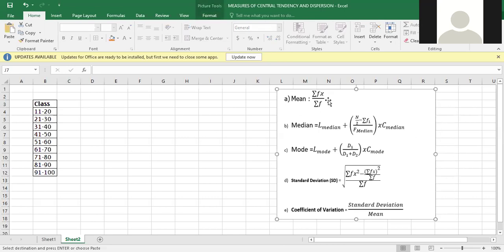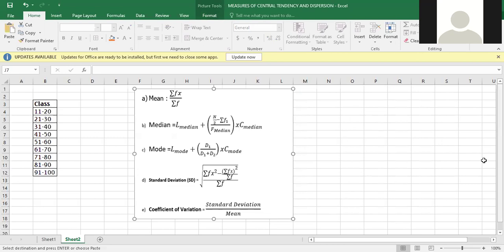This is the formula for the mean, and I place it at the center because I can always take it back: summation fx divided by summation f. You have the median. The L in the median formula is the lower class limit of the median class, plus n divided by 2 minus summation f1, all in brackets, divided by the frequency of the median class, times the class interval of the median class.